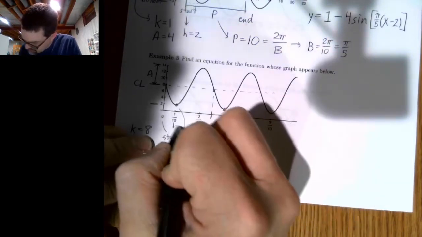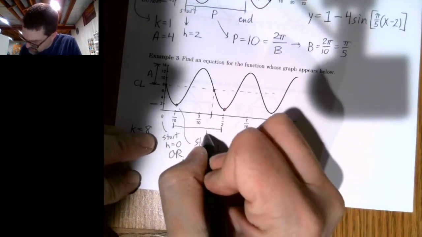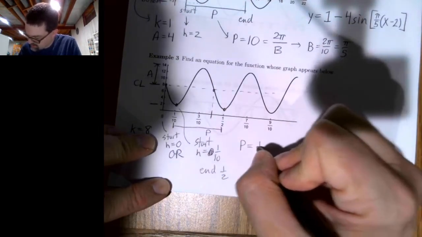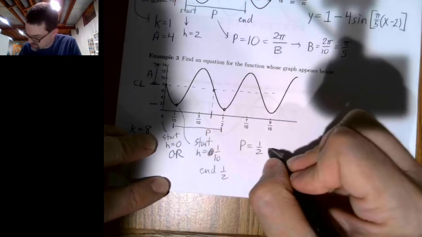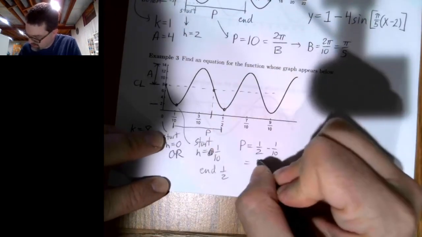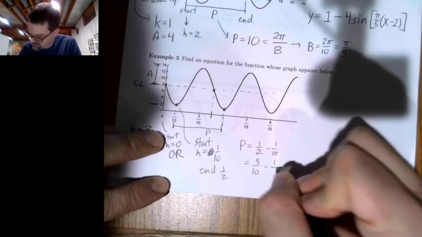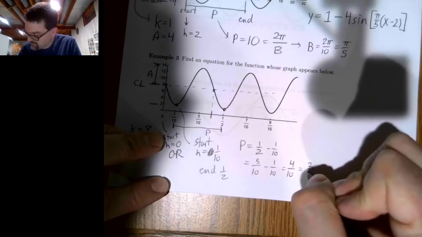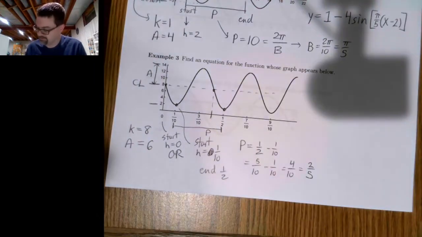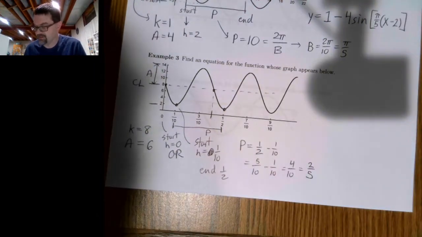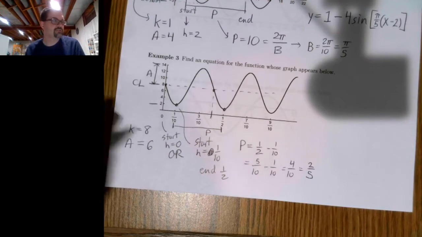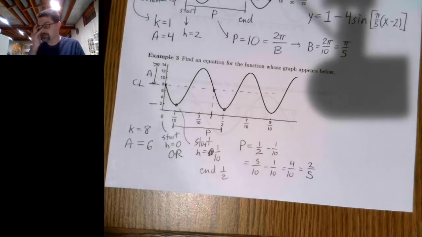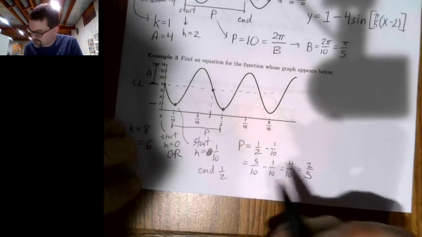I'm getting a little messy here. Here's your period, and we would have to actually compute it. It's whatever this distance is, so 1/2 minus 1/10. In other words, 5/10 minus 1/10 is 4/10, which is 2/5. There we go. Now, the period isn't going to change if you pick a different starting spot. That's just going to be what it is no matter what.